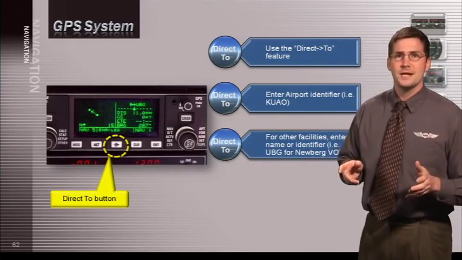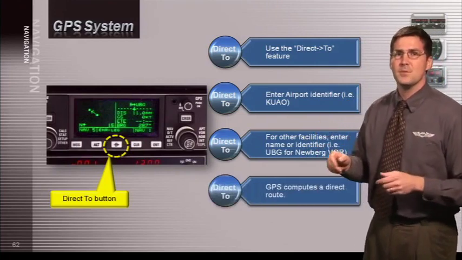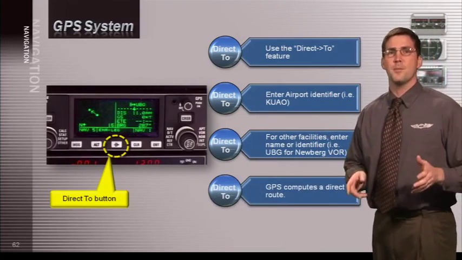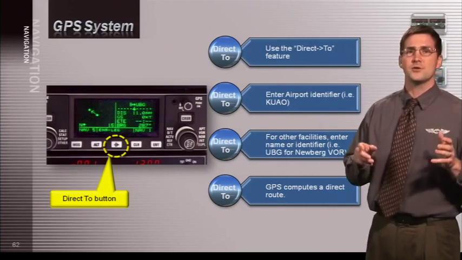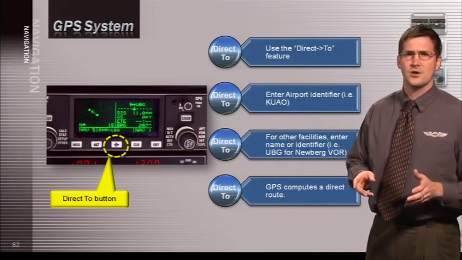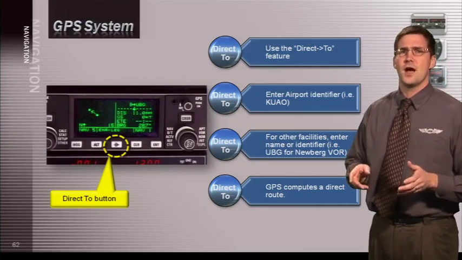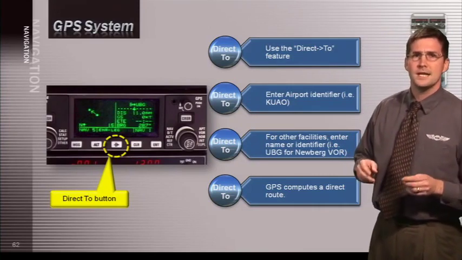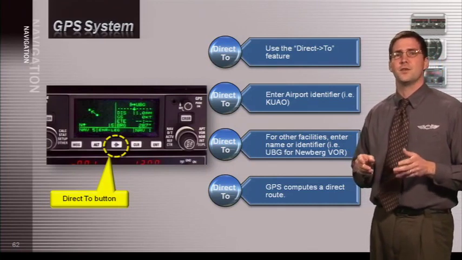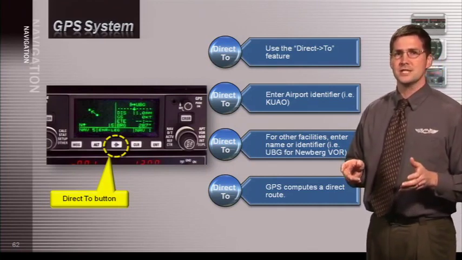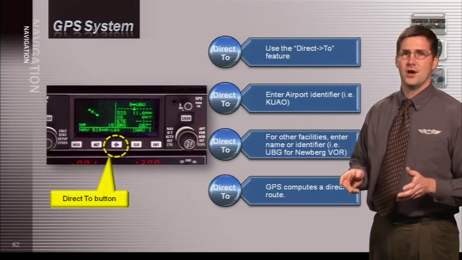Once the desired waypoint is selected, simply navigate by keeping the needle centered on your OBS, if your GPS is coupled with the OBS indicator, or by tracking the desired track as shown on the face of the receiver. The GPS is also going to show your ground speed, distance to the waypoint, and the estimated time of arrival at the waypoint. A waypoint is a predetermined position, usually specified by latitude and longitude.